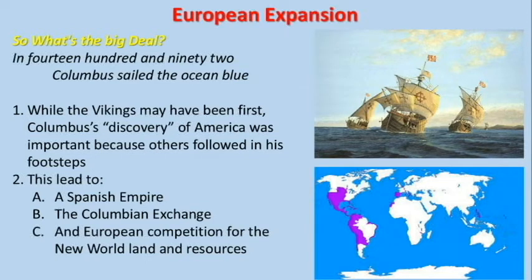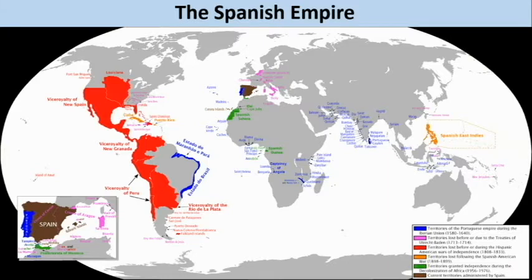Columbus has cities and nations and colleges and all this stuff named after him. Why? Because everyone else followed in his footsteps. Not because he was a fabulous navigator, not because he was a wonderful man, not because he did anything great, other than the fact that he just kicked open the door and everybody else followed through. This led to, of course, a huge Spanish Empire, the Columbian Exchange, which we're about to talk about, and the European competition for New World land and resources.